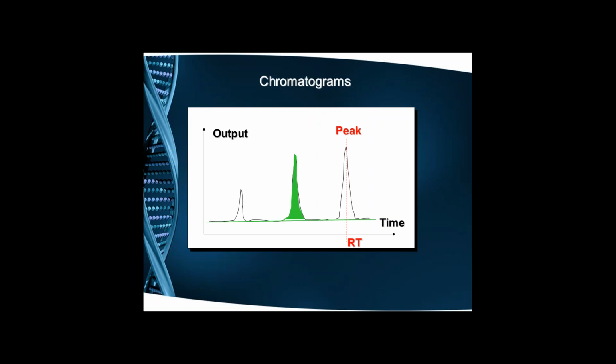These peaks are at various times, and the time at which there is a maximum amount of hemoglobin is known as the retention time. This retention time is very, very important because the retention time gives us an idea about the type of hemoglobin that is present, and that is the identity of that particular hemoglobin. Each and every hemoglobin has a different retention time.